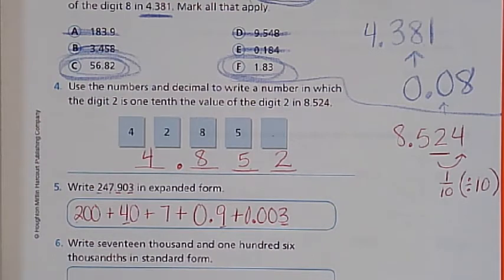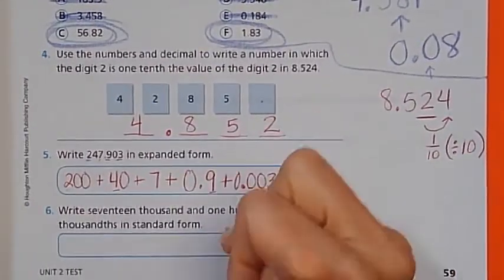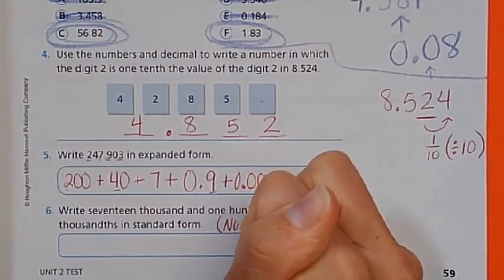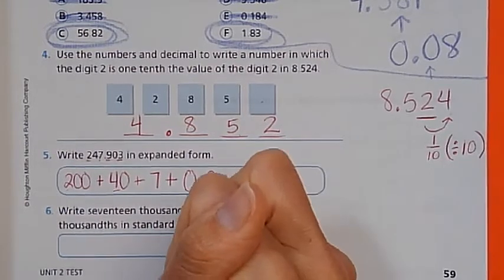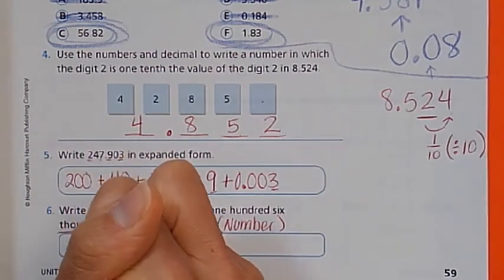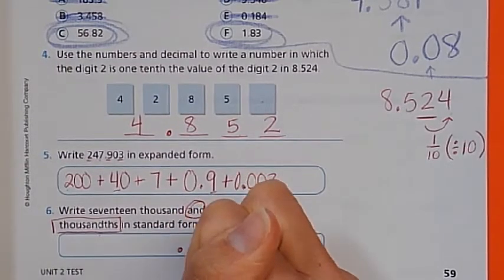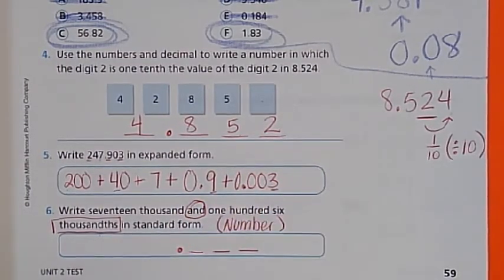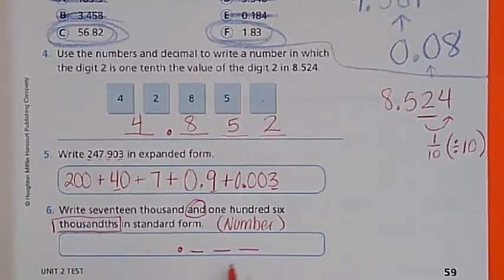That is expanded form. The last one, number 6, wants us to write something in standard form, which means just number form. This is write the number. So it says 17,000 and a decimal, 106 thousandths. I'm going to start with this because this is the most important part. This tells me that I need to have a decimal 1, 2, 3 places because it is thousandths. I need to have my number end in the thousandths place.